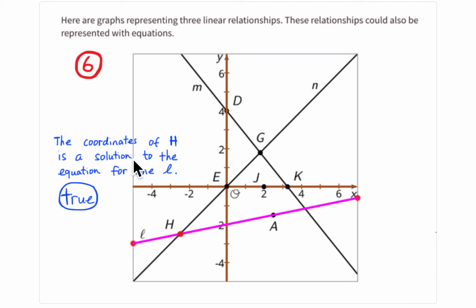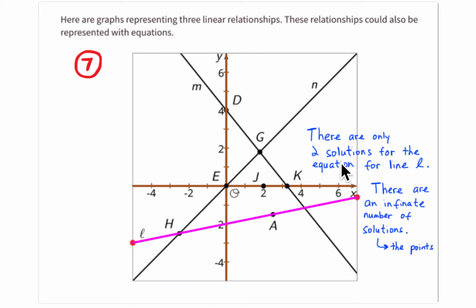So all you have to do is extend them until they intersect. Number 6, the coordinates of h, which is right here, is a solution to the equation for line L. So here's line L, and that's true because h is on line L. The coordinates for h will be a solution for the equation for line L. So that's true.